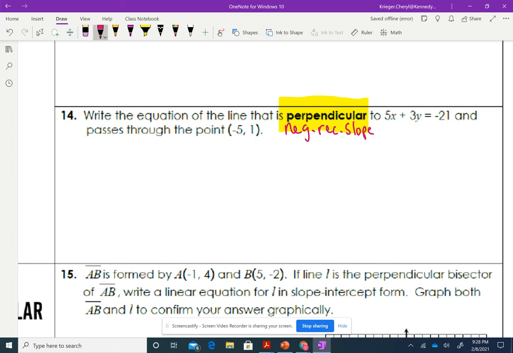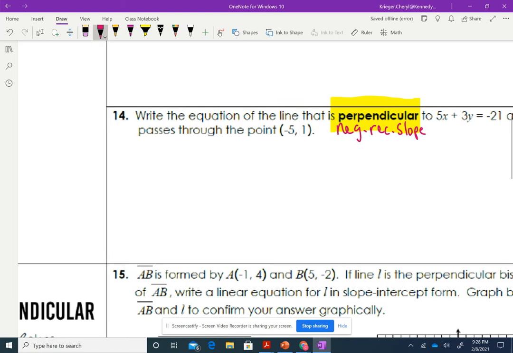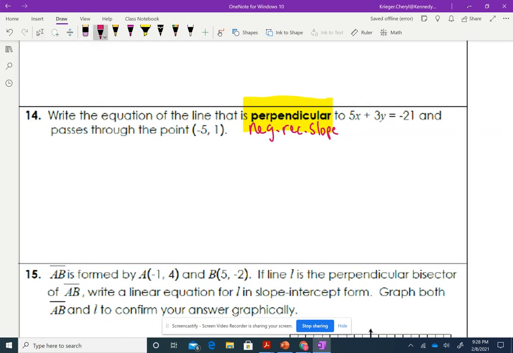So we are converting this into slope-intercept form, right? That would be 3y equals negative 5x minus 21. All right, and divide everything by 3. And that leaves us with y equals negative 5/3 x minus 7. But what do we need out of that? We need the slope. So the slope is negative 5/3, right?